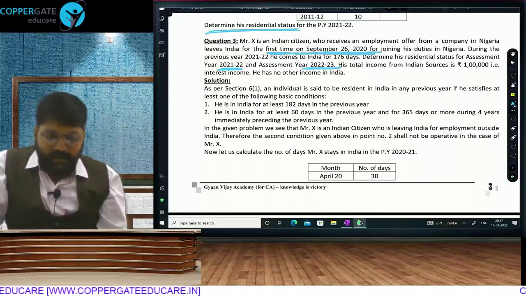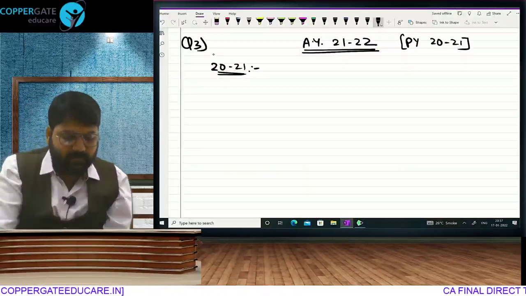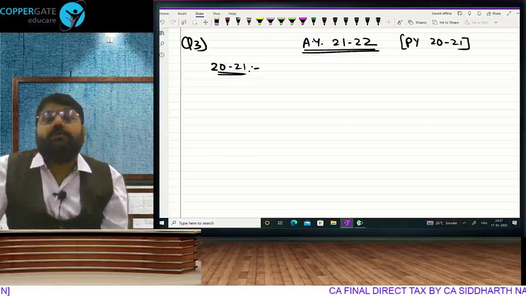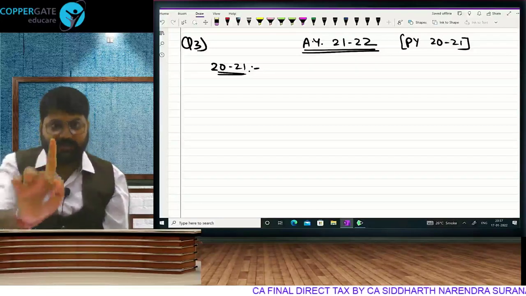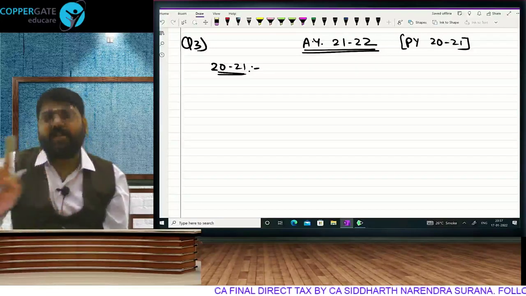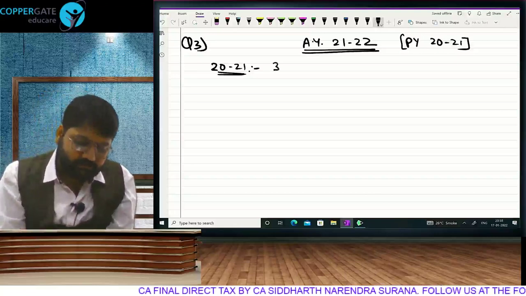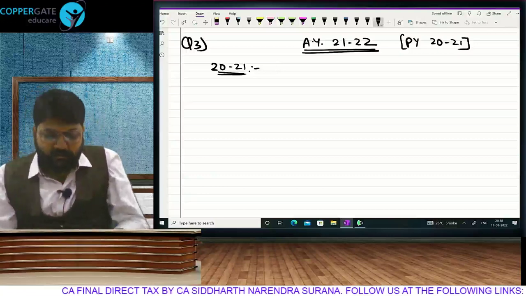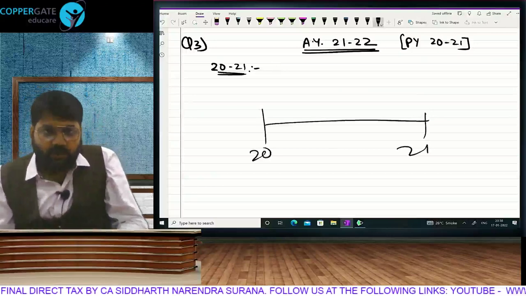This is the first time that he has left India. Correct? So tell me, on 1st April when the year started, 2021, was he in India? Yes, because he left on 26 September. Till September. So, on 1st April he was in India, no? So, we start counting days from April. How many days in April? Be clear and avoid making mistakes. We are talking about the year 2021.